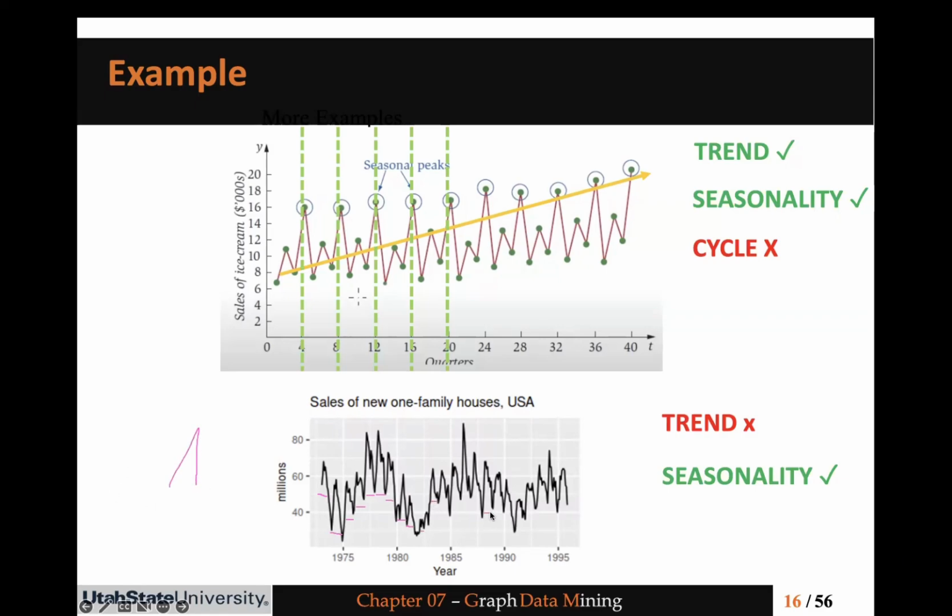If you look at the delta T from one triangle to another one, this pattern happens every year, right? Just like the ice cream sales per quarter, it's every year. So the delta T, or the length of my segments over here that I drew, are more or less the same. Therefore, seasonality is definitely present in this signal over here.